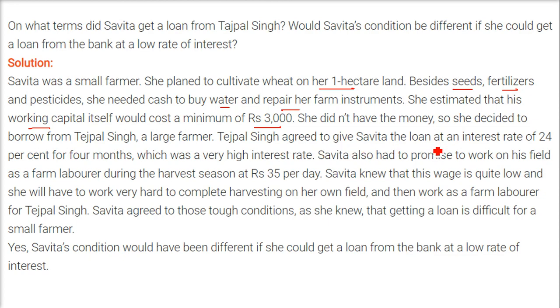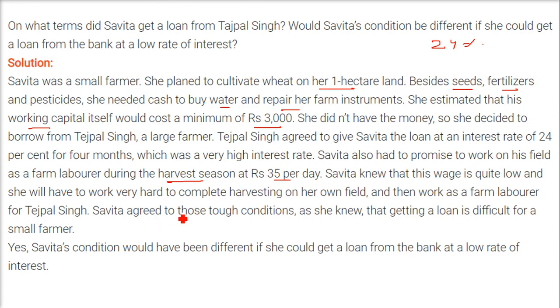Tejpal Singh agrees to give Savita a loan, and the interest rate is 24% for 4 months, which is quite high. Savita also had to promise to work on his field. So apart from returning this huge amount, Tejpal has taken a promise from Savita that she is going to work on his land in the harvest season for 35 rupees per day. Rupees 35 is nothing.